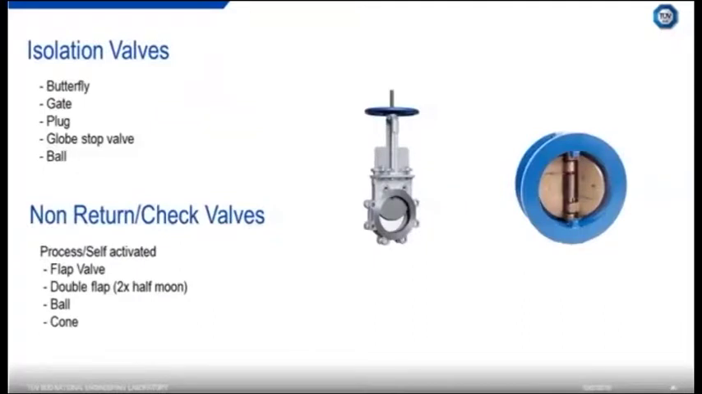Although isolation valves and non-return or check valves are technically control valves, these won't be the focus of today's presentation, but these can come in different types and styles. Isolation valves basically shut the flow off completely or allow 100% fully open. Non-return valves allow the flow to move in one direction only, so they prevent any backflow, and these can come in different types and styles.